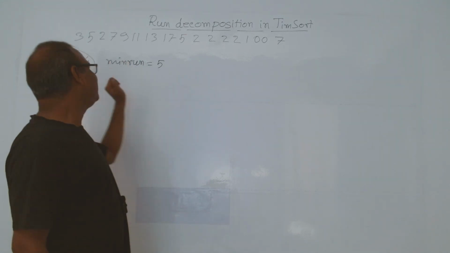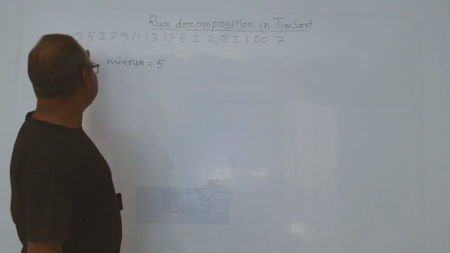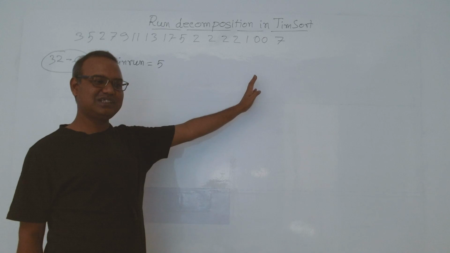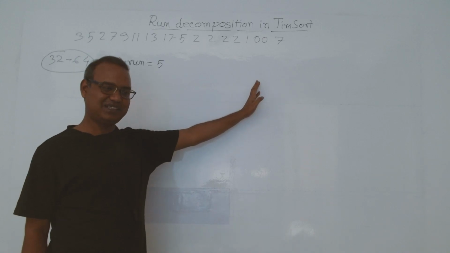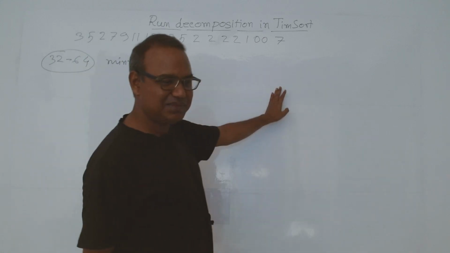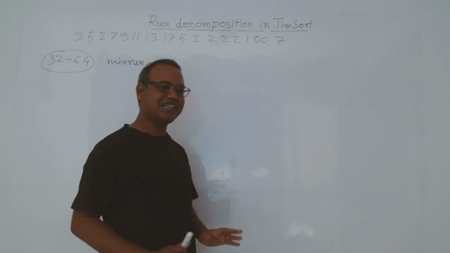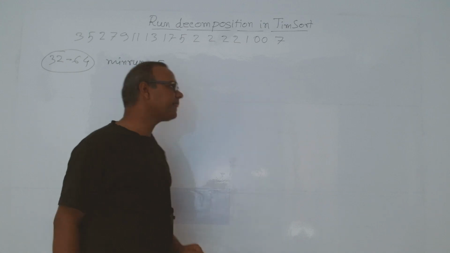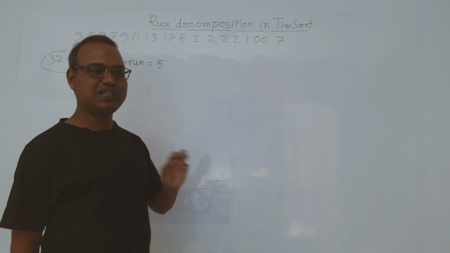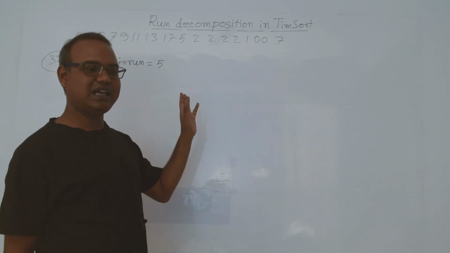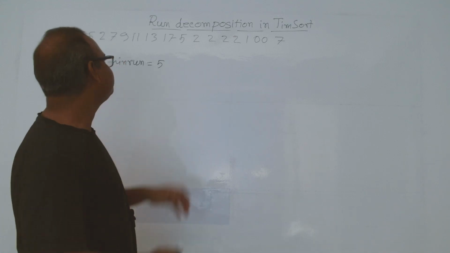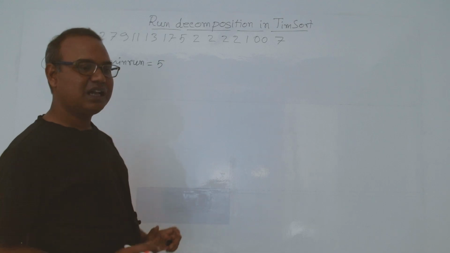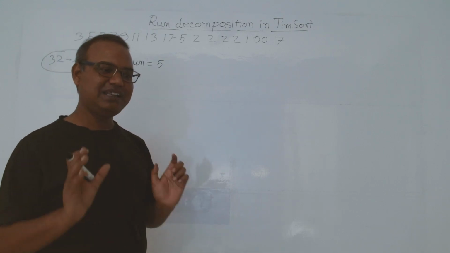So how will we do this? Obviously, we have to read all the elements. If we want to decompose this, we have to read all the elements. So if we are reading all the elements, the complexity cannot be less than order of n. Okay. Now, in order of n, we can write the algorithm in many ways. One of the most suitable ways is to identify the peak and valley.